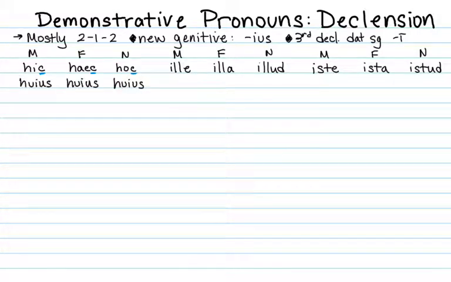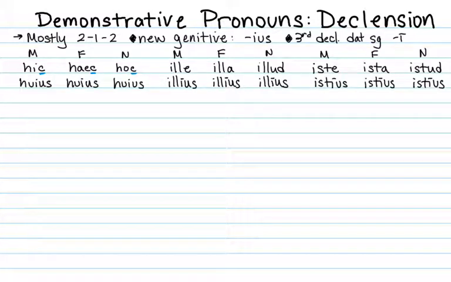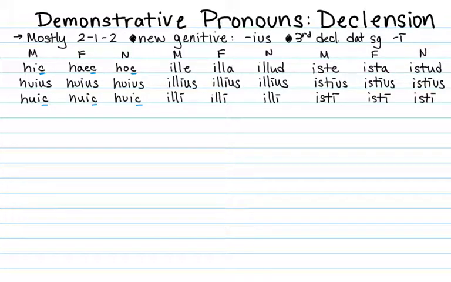All of them have the IUS in the genitive. It's a short I for huius, and a long I for illius and istius. All of them have the I in the dative, but notice for hic, haec, hoc, the C has returned. So hic, haec, hoc, huius, huius, huius, huic, huic, huic. Illi, illi, illi. Isti, isti, isti.